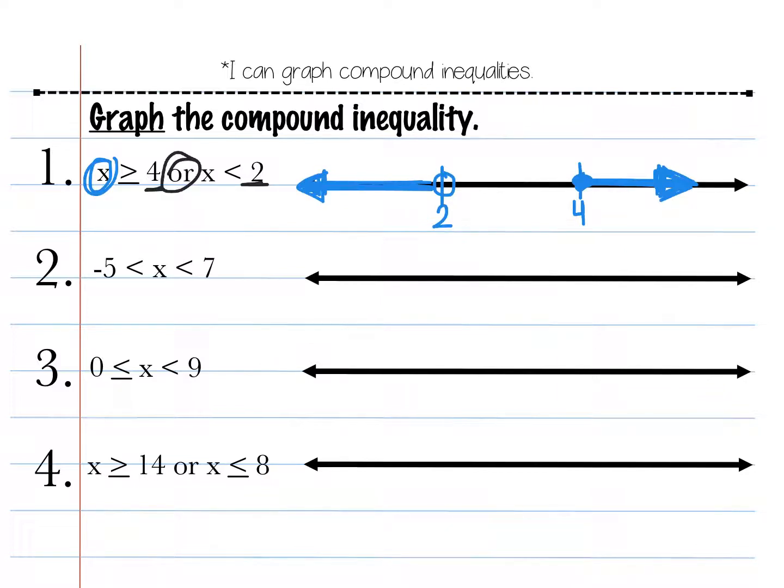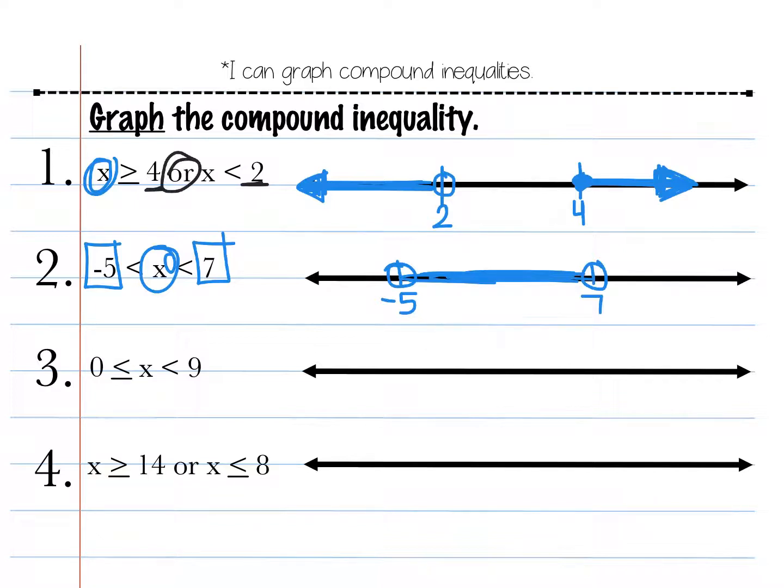So that is my solution set if I were to graph that compound inequality. All right, so when I look at number 2, I see that there is one X, so this is an and situation, and it's going to go between -5 and 7. So -5 is here, 7 is here, and it is not including -5, nor is it including 7, and the X's are between. So all of my solutions are in between. That represents my solution set.